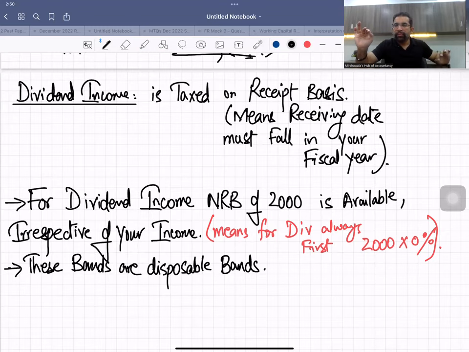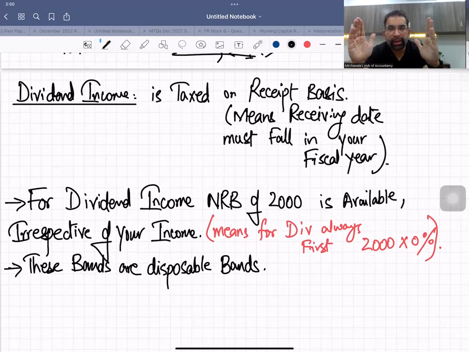Listen, if you know our fiscal year, you know the boundary of our fiscal year. Our fiscal year starts on 6th April and ends on 5th April. And the fiscal year which I am teaching you right now is 22-23. That means it starts on 6th April 22 and ends on 5th April 23, right?